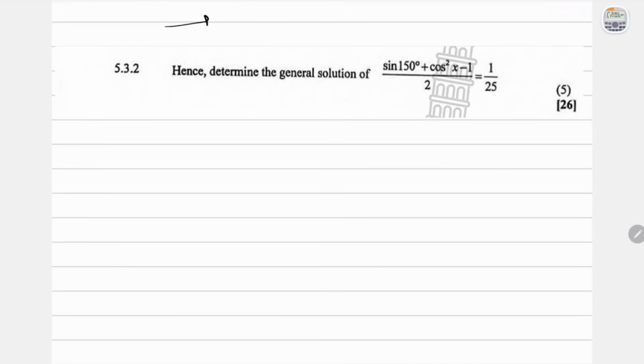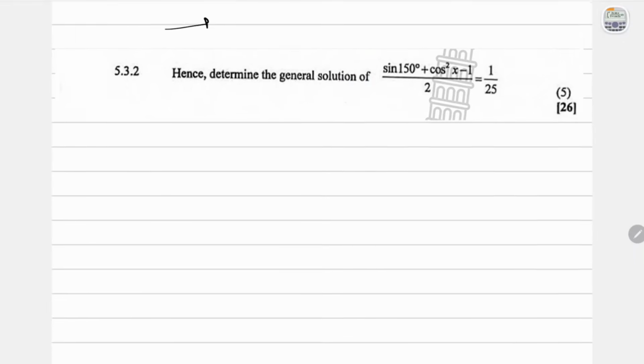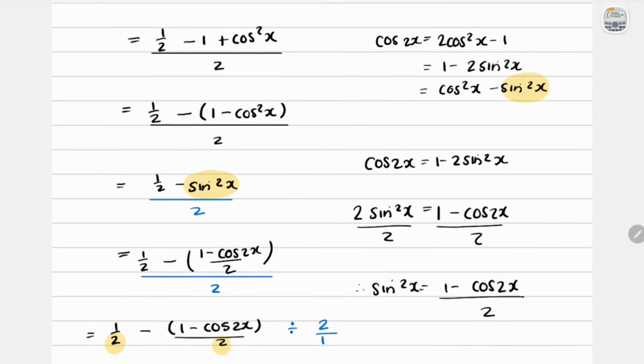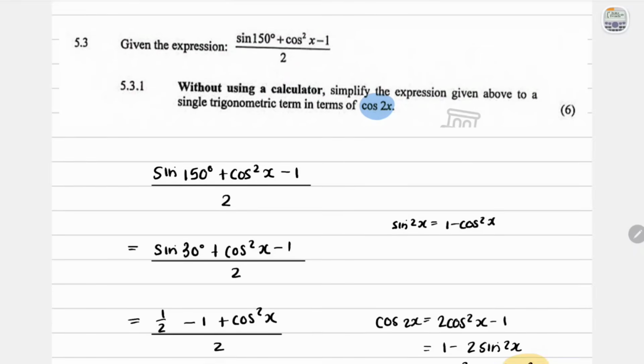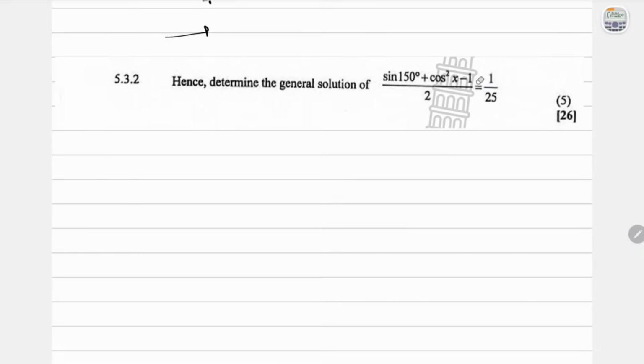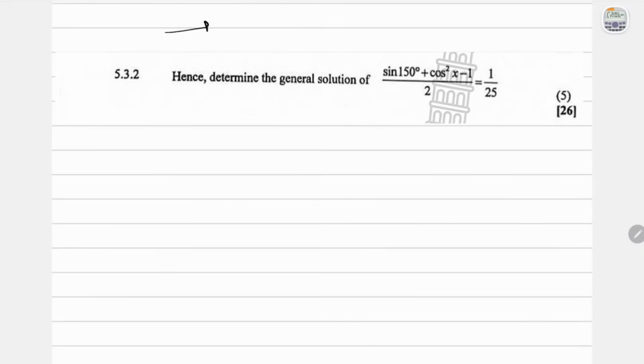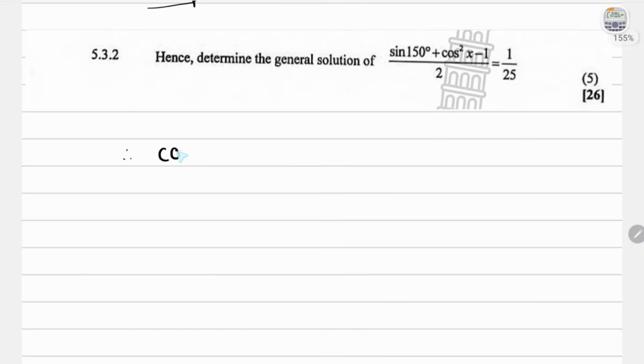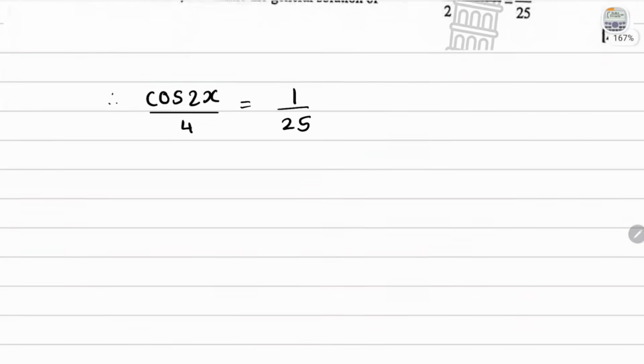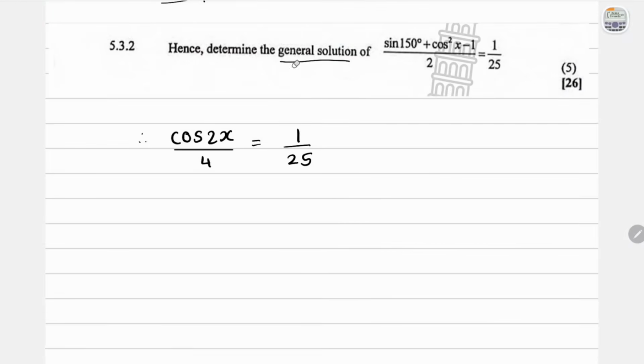Question 5.3.2 says, hence determine the general solution for the same thing we had here, right? And that is now being equated, or it's equal to 1 over 25. Since we already solved for this, we now know it's cos 2x over 4. We're just going to say that this therefore means that we're actually working with this equation, cos 2x over 4 being equal to 1 over 25. So I have to solve for x here, or find the general solution. So not specific solutions, just the general solution.